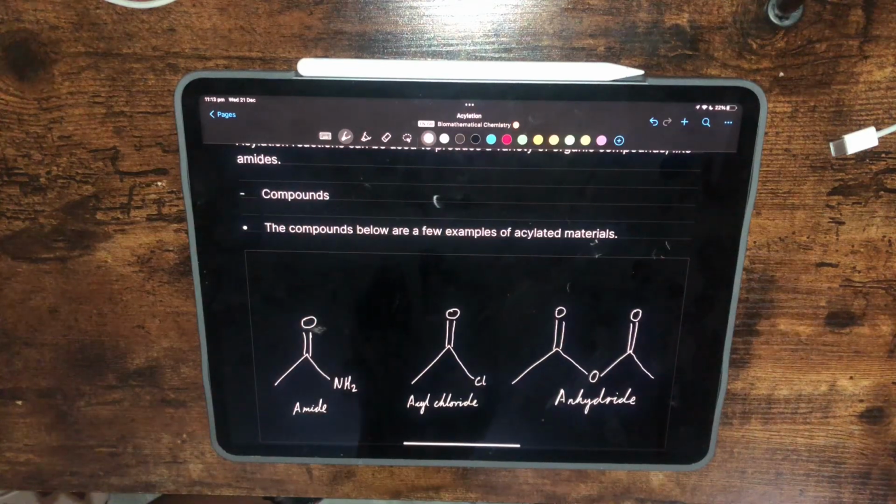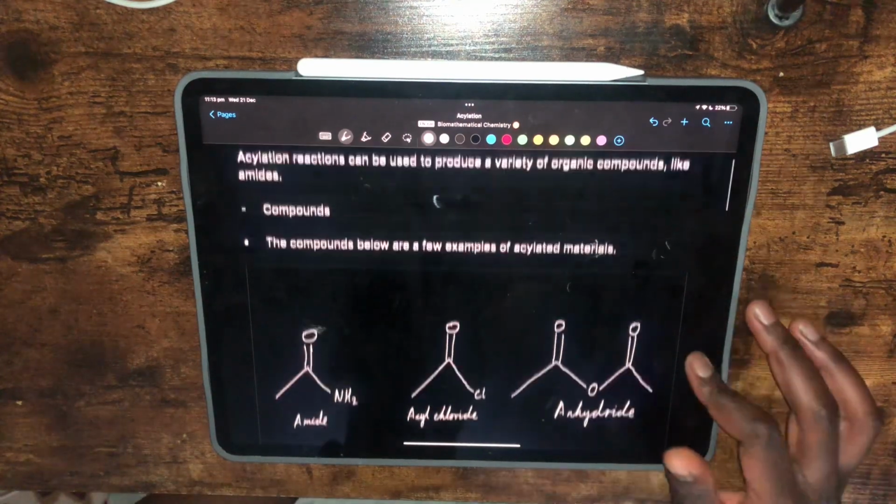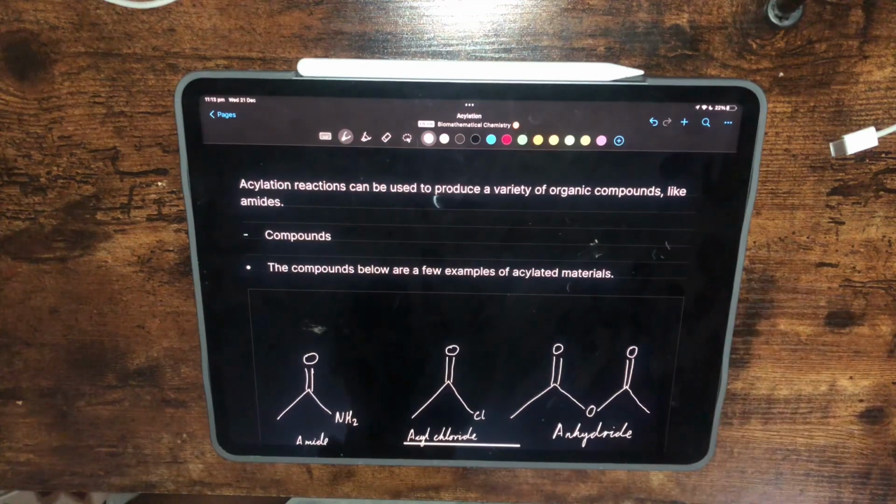I'm going to be talking about acylation. This video is about acylation, which in general is the chemical way of forming esters, and it involves nucleophilic addition elimination reactions. And yeah, I'm going to go straight into the video.